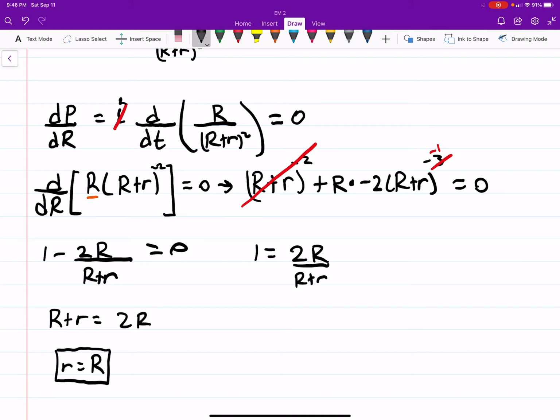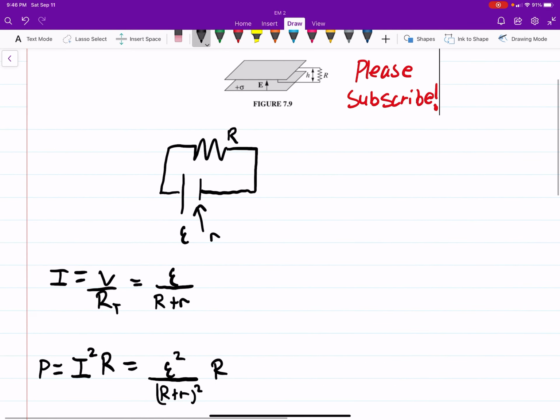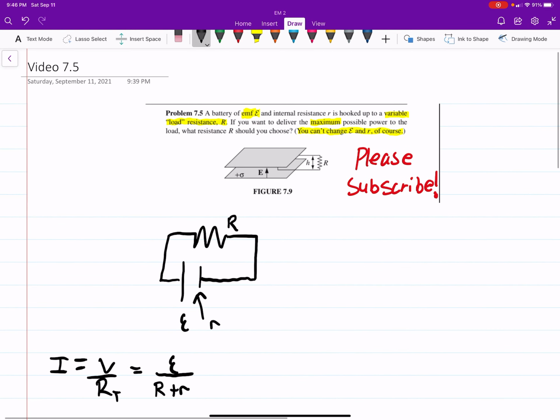Okay? So we find that our maximum is when our load resistance is actually equal to our internal resistance. So that's how you solve problem 7.5.